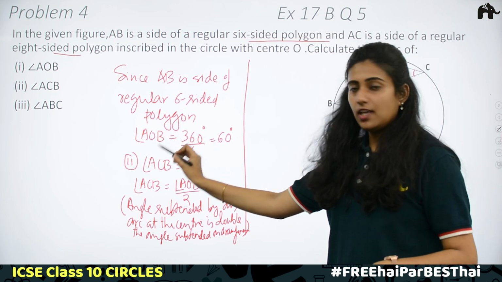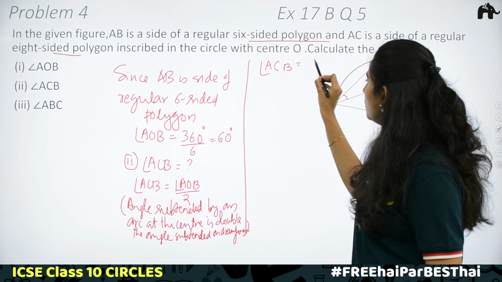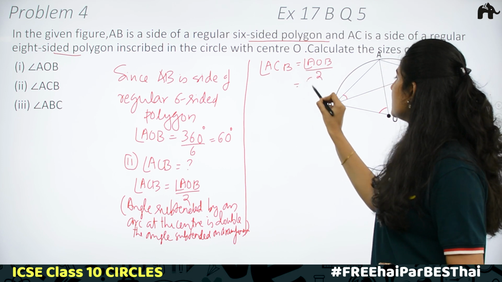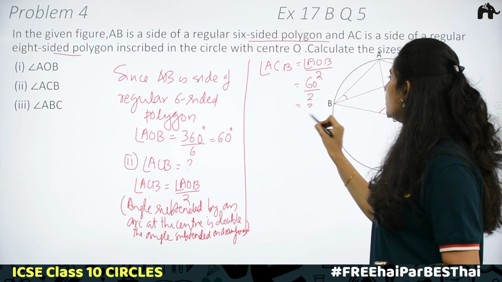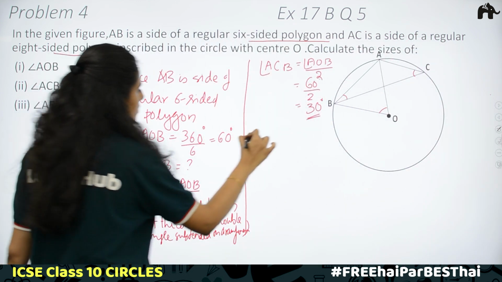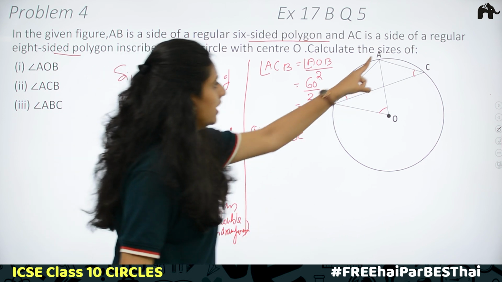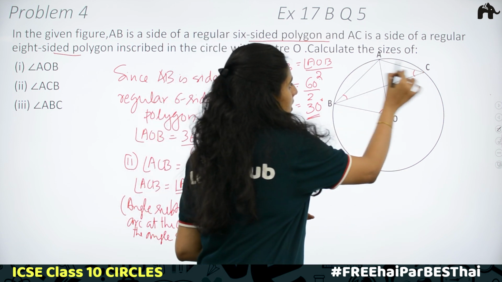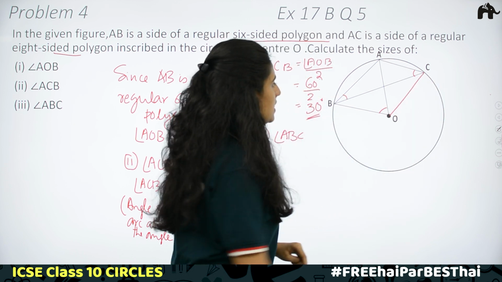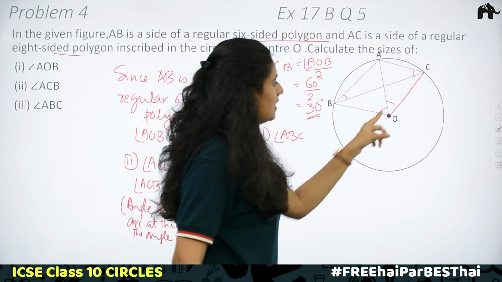We have found AOB is equal to 60 degrees. Therefore, angle ACB is equal to angle AOB divided by 2, that is 60 degrees by 2, which is equal to 30 degrees. Now, the third one, we have to find angle ABC. ABC is subtended by chord AC on the circumference. So, when I join this, I will be getting angle AOC subtended by chord AC at the center.